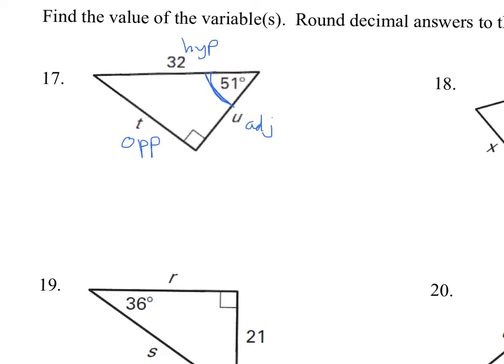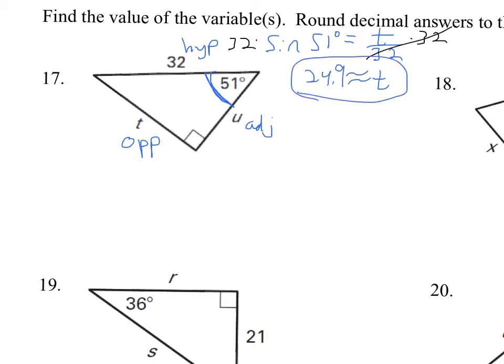So I'll use 51, opposite, and hypotenuse. Which function has opposite and hypotenuse? That would be sine. So I'll start off by saying sine of 51 degrees is opposite, which is t, over hypotenuse, which is 32. And to get the variable by itself, I'll multiply both sides by 32. And so my first answer, t, will be whatever 32 times sine of 51 equals. And when I type that in, I get 24.9.